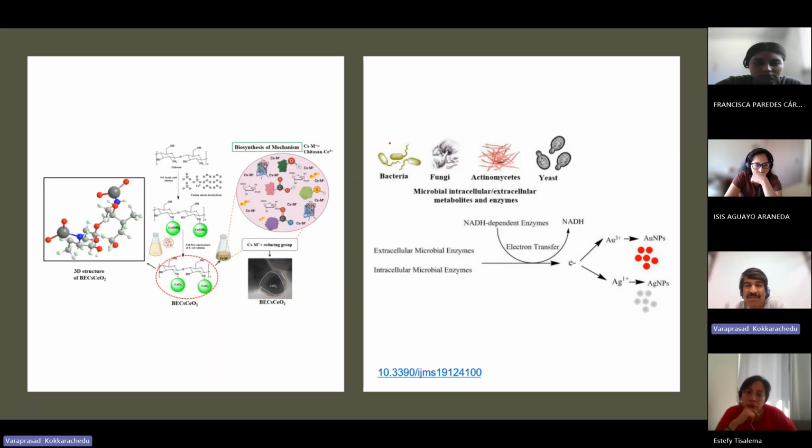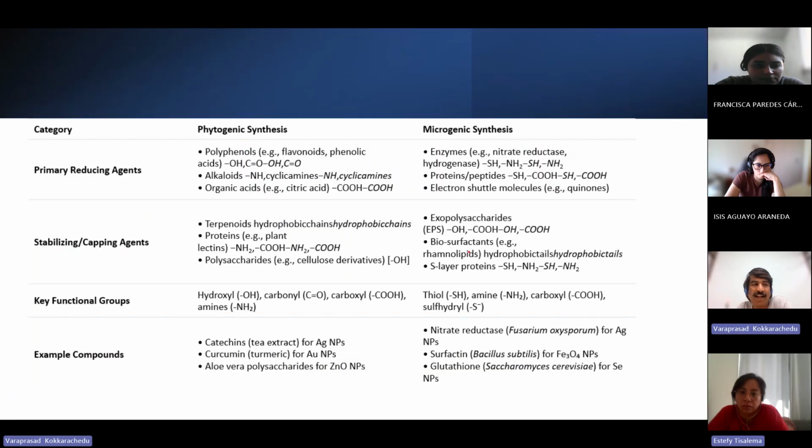Whatever we use, like fungus or biogenic materials, we can use for the reduction of the nanoparticles. These enzymatic materials we can also use for the synthesis of nanoparticles. And to understand a little more clearly, the phytogenic synthesis process is a biogenic process. We can also call it the microgenic synthesis process.